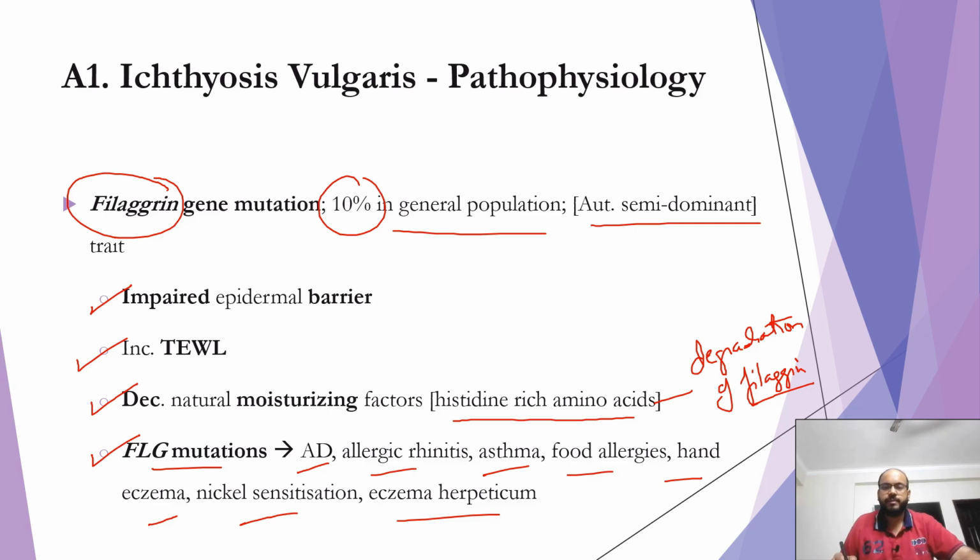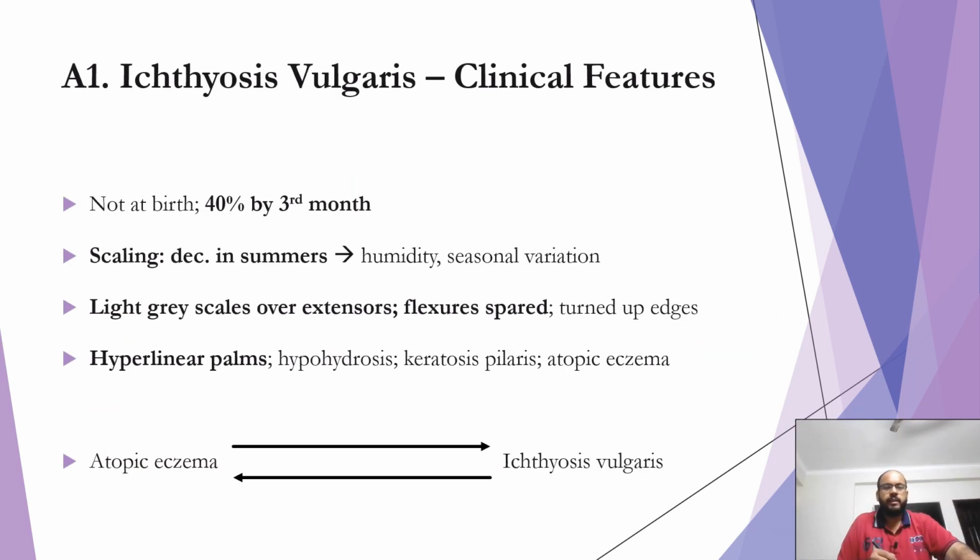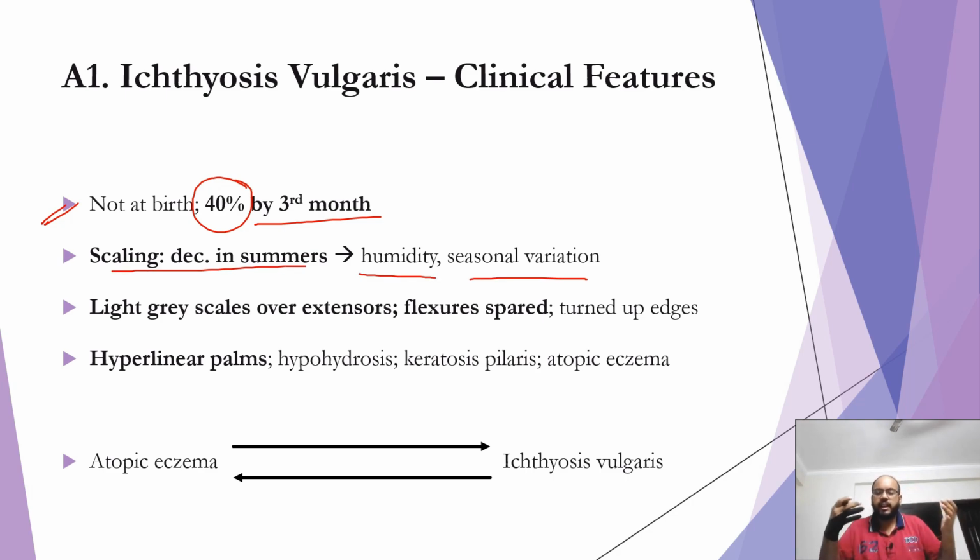Okay, let's move forward. So ichthyosis vulgaris, the clinical features are not present at birth, but about 40% of the patients will develop features by third month. So it gradually develops with time. The scaling decreases in summer because of humidity and seasonal variation. Now, filaggrin is not there. The skin is not able to moisturize properly. So, in seasons where moisturization is not a problem, that means in summers, the clinical features might be less. But in winters, when the skin naturally gets dry, in filaggrin mutation, you will have excess drying of skin and there will be increase in symptoms.